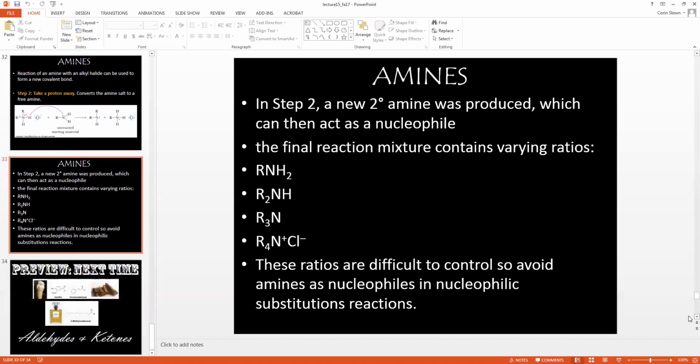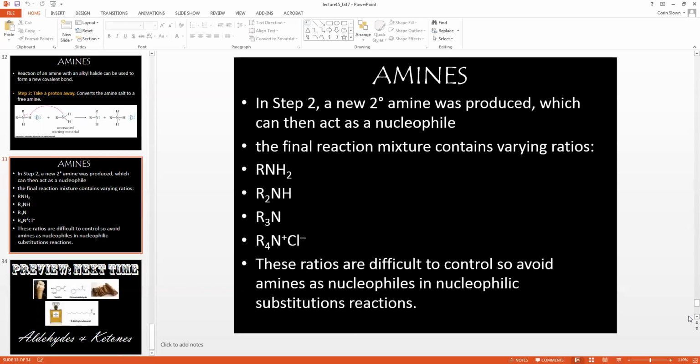So in step 2, essentially you're producing a new secondary amine, which can act as a nucleophile. So there's going to be a varying ratio of each of the different types of amines that are possible to form. And these ratios are so difficult to control that you really generally want to avoid using amines as nucleophiles, particularly in nucleophilic substitution reactions, because you will always see a variety of products.